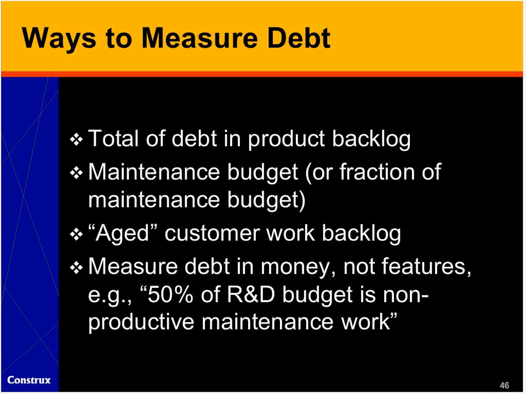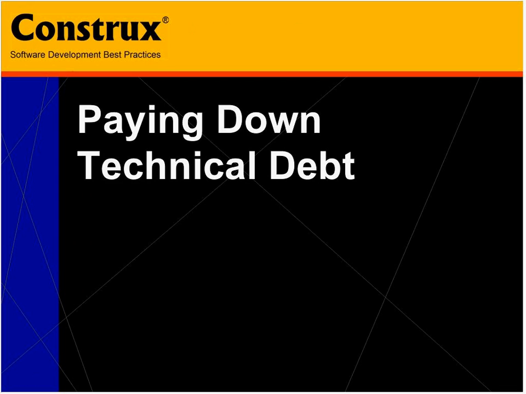I think it's useful to measure debt in money rather than features, just in terms of communicating with the business. If we can say something like 50% of the R&D budget is non-productive maintenance work, that really hits home at the business level because it's couched in terms the business actually understands.